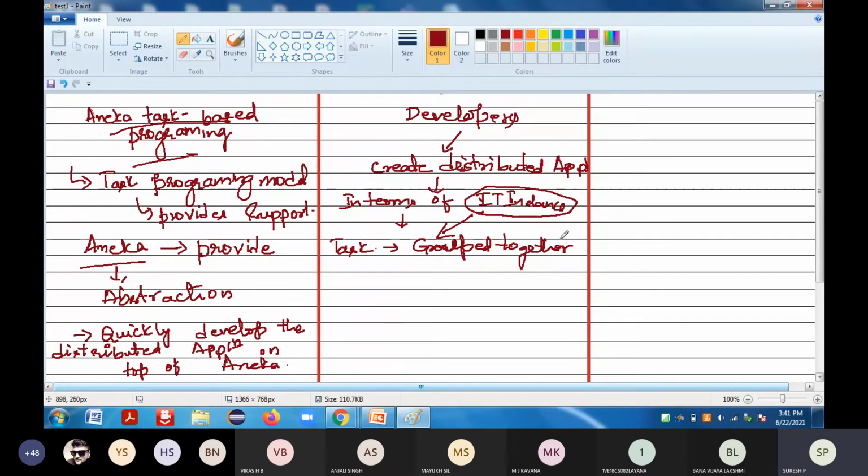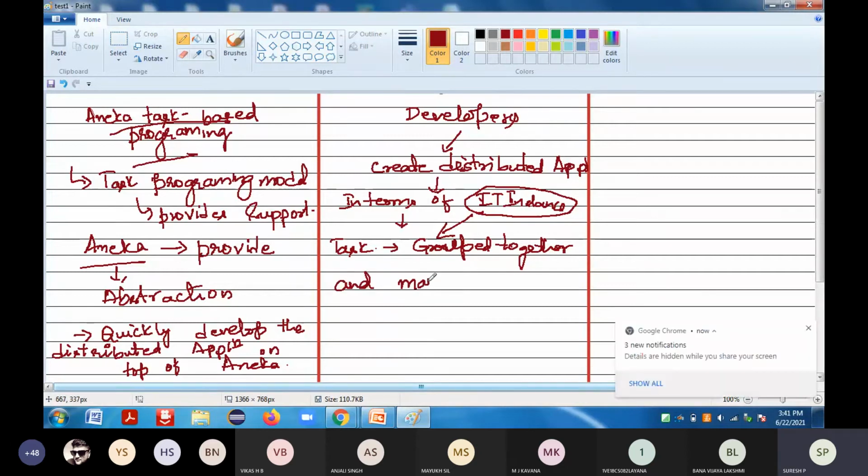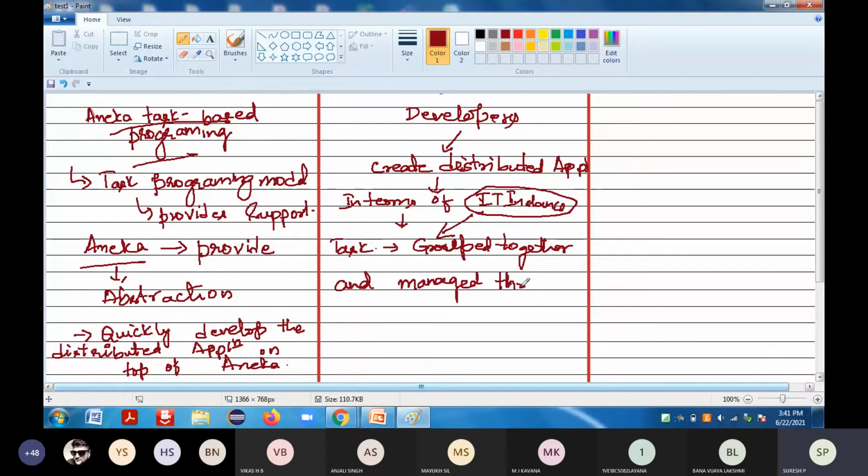And how is it managed? It is going to be managed through the Aneka task and task manager. Similarly, the execution service will be there, and it will look after the task execution and monitoring of the tasks.